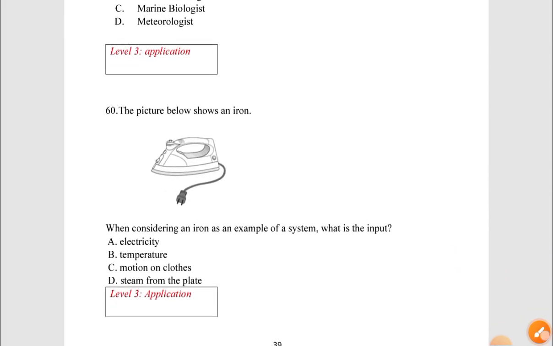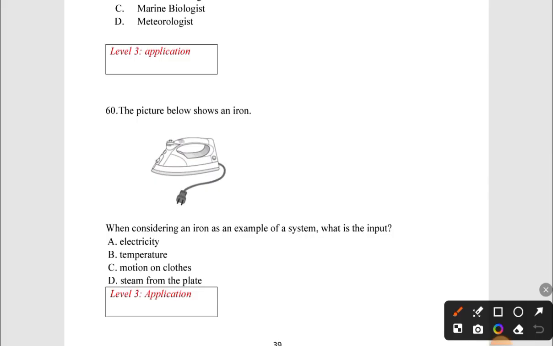Question 60. The picture below shows an iron. When considering an iron as an example of a system, what is the input? A. Electricity, B. temperature, C. motion of clothes, D. steam from plates. Now, what is the input that gives you the output that you get from the iron? It's electricity. This is one that needs an input of electricity. So the answer is A.